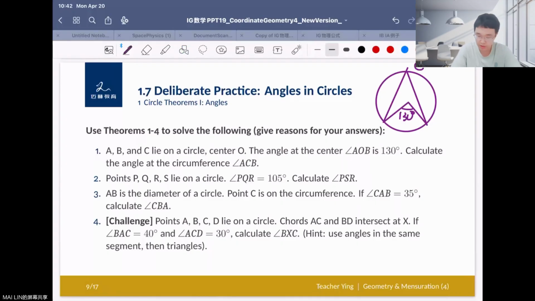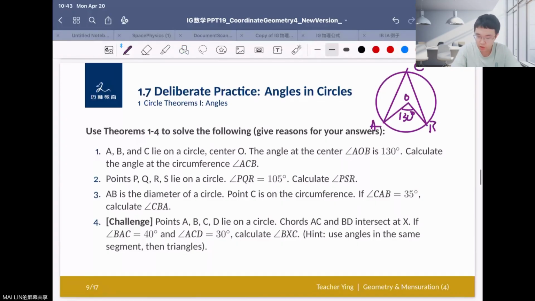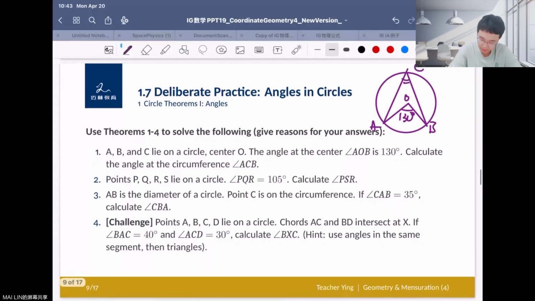So using the laws, we said the central angle AOB equals 2 times ACB, right? Because they have the same arc AB. So angle AOB equals 2 times angle ACB. Angle AOB equals 130 degrees, so here angle ACB equals 65 degrees. That is for the first problem.